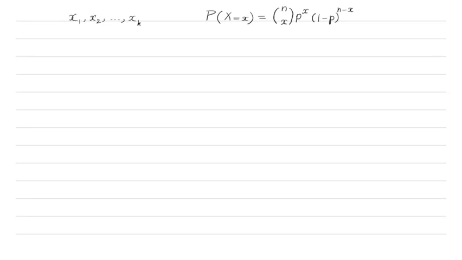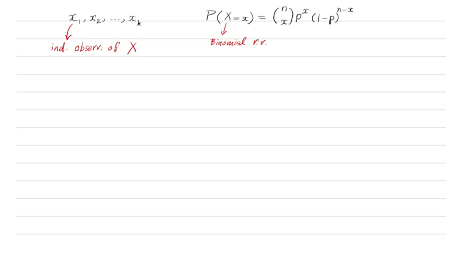Suppose we have k independent observations of a binomial random variable X. So X here is a binomial random variable, and the little x1 to xk are k independent observations of X, capital X. And the question is, what are the parameters of the binomial distributed random variable X?